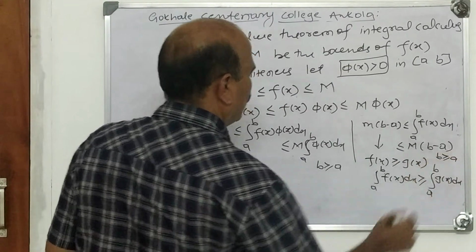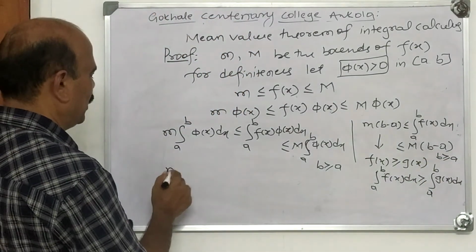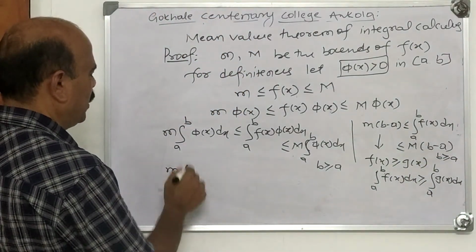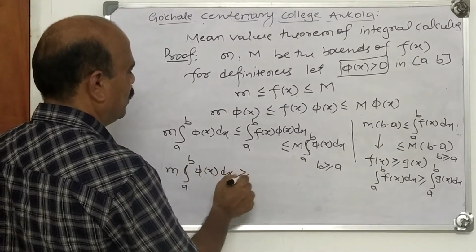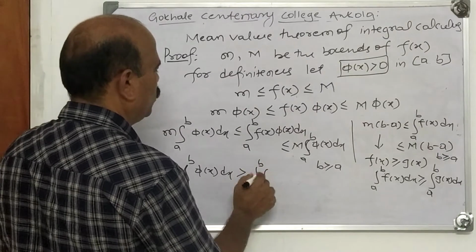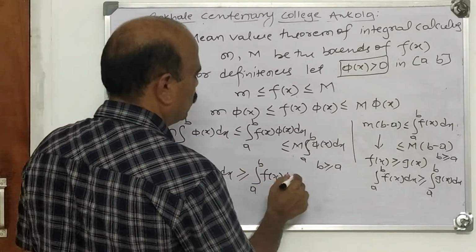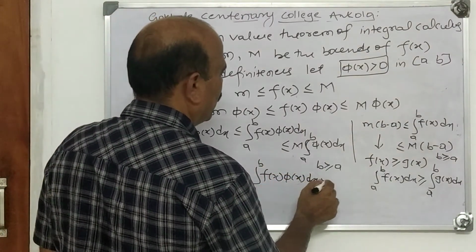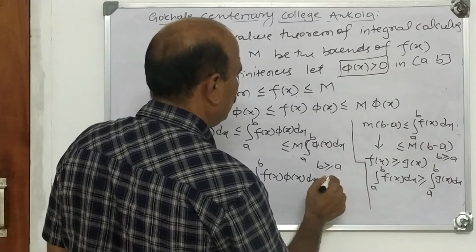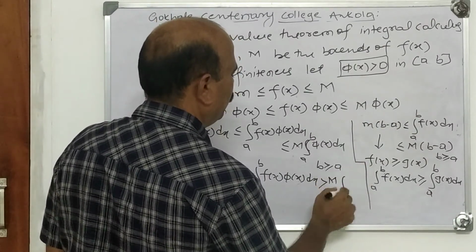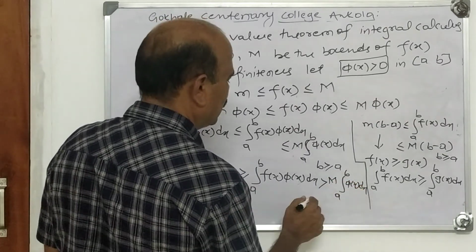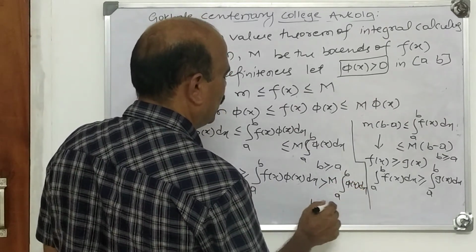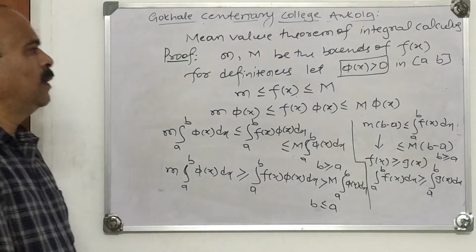Suppose b is less than or equal to a, then what happens? m times the integral from a to b of φ(x) dx is greater than or equal to the integral from a to b of f(x)·φ(x) dx, which is greater than or equal to capital M times the integral from a to b of φ(x) dx, when b is less than or equal to a.